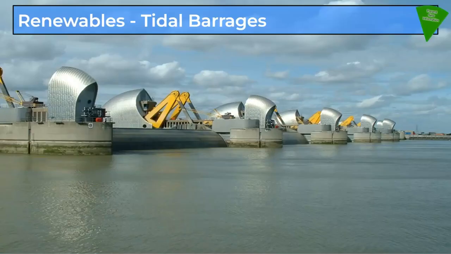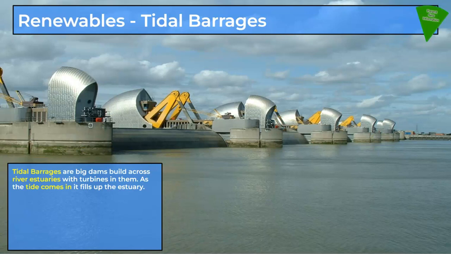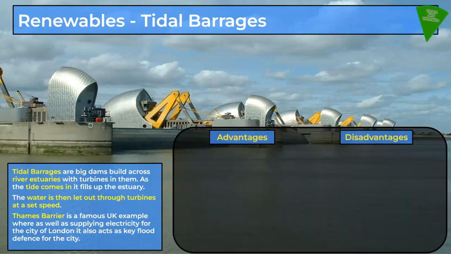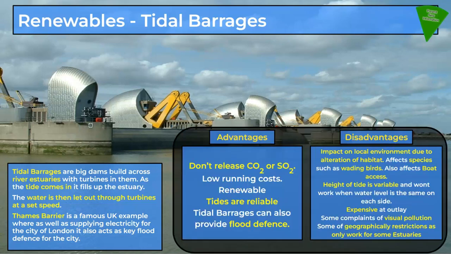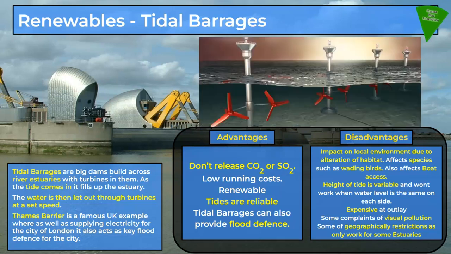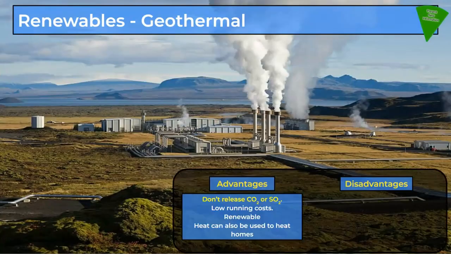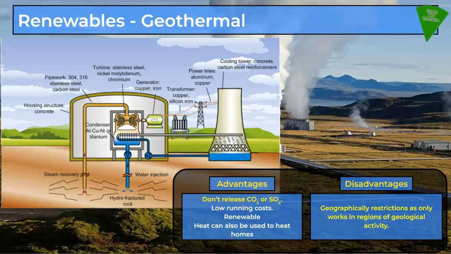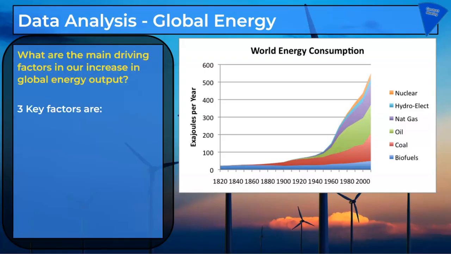Tidal barrages can be used at key points in the UK. This is the Thames barrage, and this works basically as the water flows in and out up the river. That turns turbines and can then generate electricity. It also can act as a method of flood defence, which is an additional advantage. It does affect the habitat similar to hydroelectric and is variable depending upon the tide. Geothermal, again, the key thing here is geographical restrictions, and the water is generally pumped into the ground and comes back up as steam.